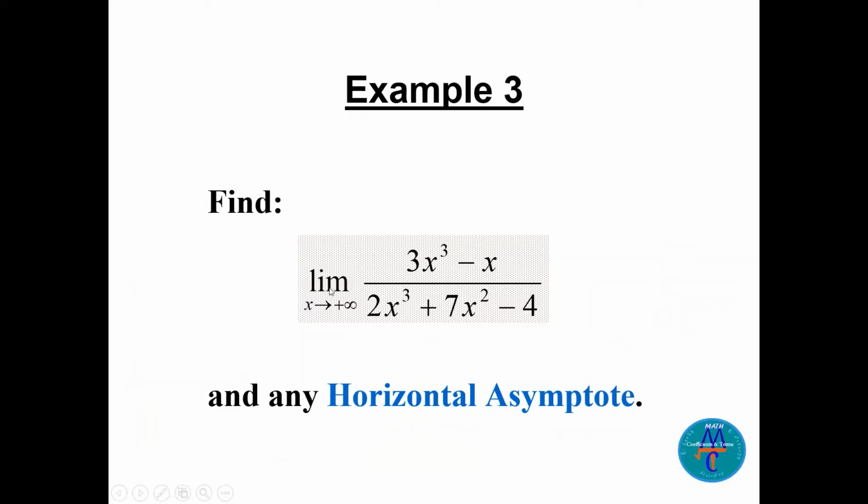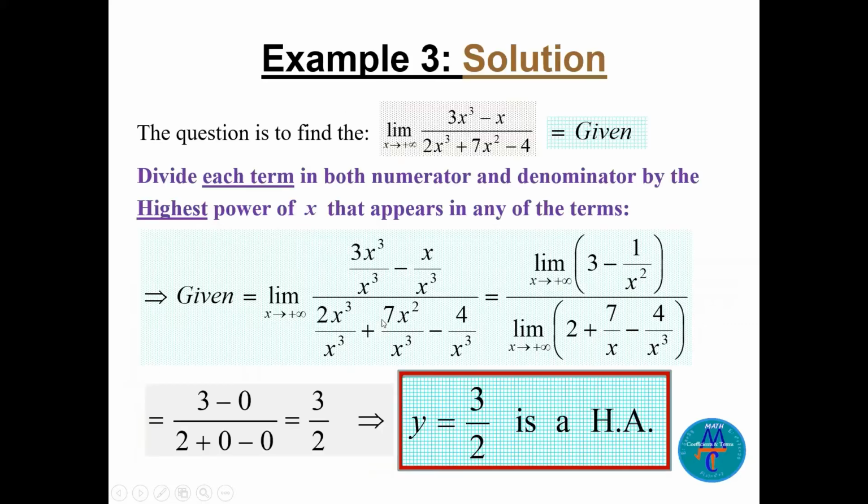So when we find the limit as x goes to plus infinity or minus infinity, there is a nice method you can always learn. This is the method here. Divide each term in both numerator and denominator by the highest power of x that appears in any of the terms, up or down. Just pick the highest. What is the highest power here? The cube. So we divide each term. You see here, this term up, this term, this term, this term.